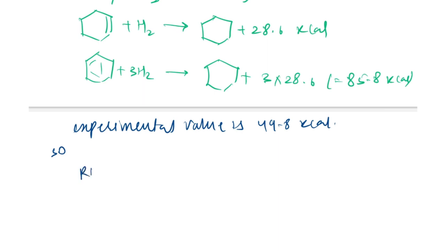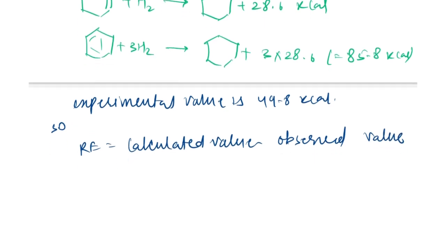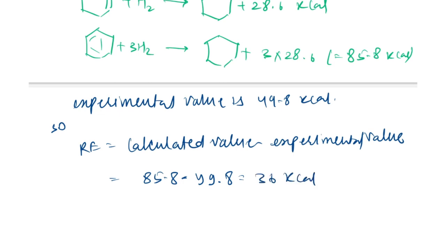So resonance energy is the calculated value minus the experimental value, not the observed value; we can say it as the experimental value. The experimental value must be less than the calculated value. So the calculated value was 85.8 and the experimental was very less. So then 36 kilocalorie is the resonance energy.